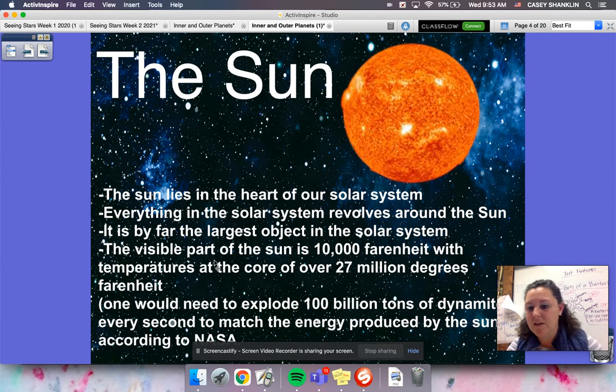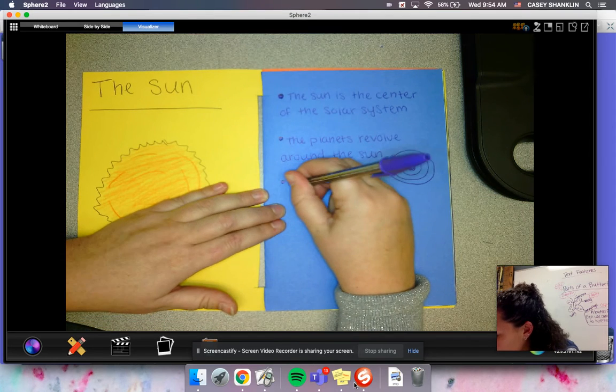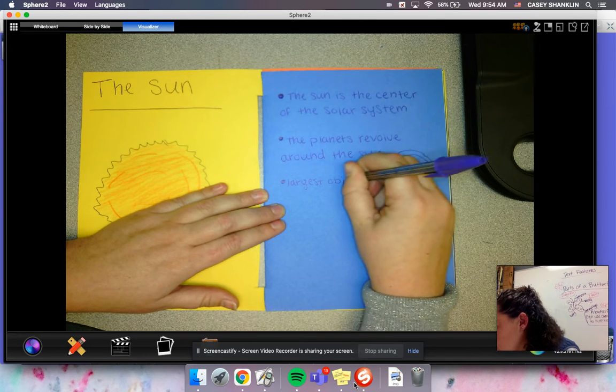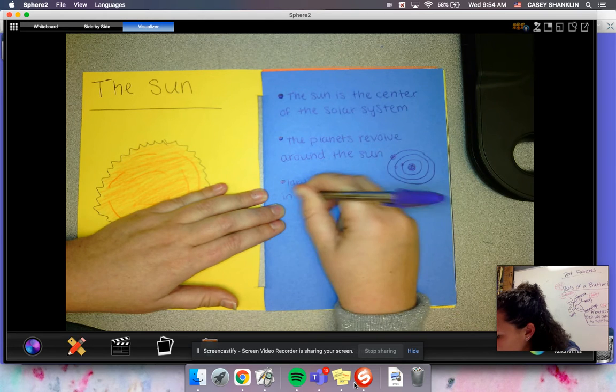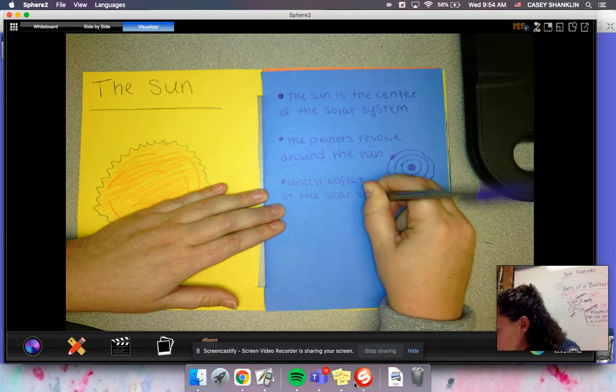And we are not going to write down all of this stuff because some of it we don't need to know. But it's by far the largest object in our solar system. That's really important because that's why all of our planets revolve around the sun, is because it's so large. It has a big gravitational pull. So in our book, we are going to write largest object in the solar system.